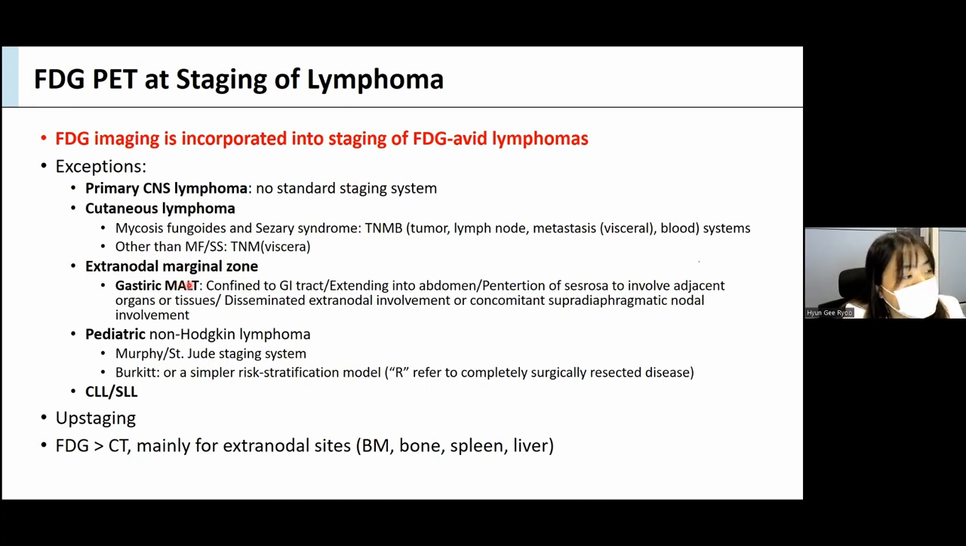And also for the extranodal marginal zone lymphoma, such as gastric MALToma, it also has a different staging system. So we cannot incorporate FDG PET imaging for the staging of those lymphomas. The pediatric non-Hodgkin lymphoma has its own distinct staging systems. And for CLL and SLL, it's difficult to apply FDG PET for the staging of lymphoma. FDG PET itself has a role in staging lymphoma, and FDG PET is superior to CT, mainly for extranodal site involvement of lymphoma.